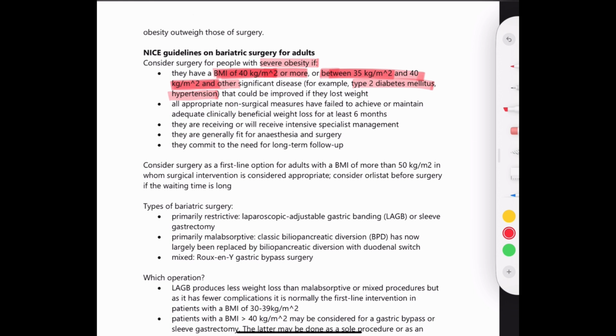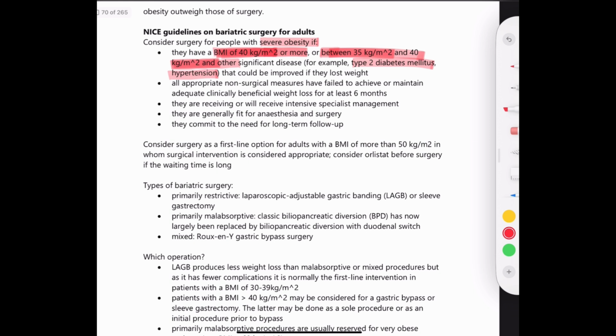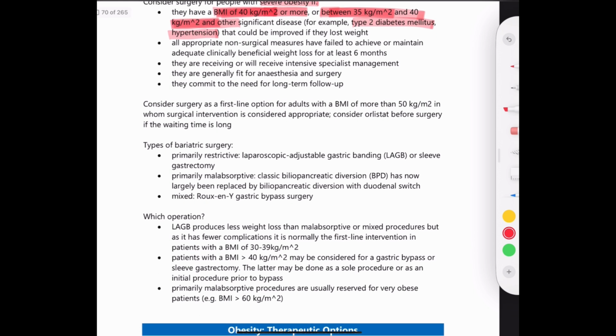All appropriate non-surgical measures have failed to achieve or maintain adequate clinically beneficial weight loss for at least 6 months. If they were trying for 6 months and took everything for care but still are not getting any effect, then surgery could be possible. Now they are receiving or will receive intensive specialist management. They are generally fit for anesthesia and surgery. They commit to the need for long-term follow-up.